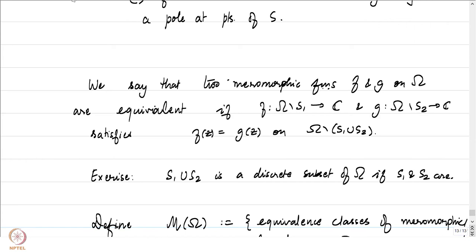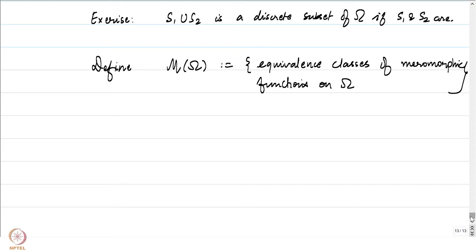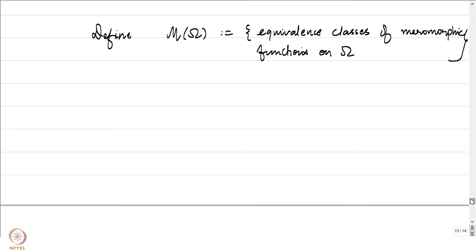Now, if you have two equivalence classes, let us now define how to add these equivalence classes. Even though they are being called equivalence classes, they are just meromorphic functions. They are just functions which are defined outside a singular set. Notice that S is being used because it is the set of singular points. So, if we take F, G in M of omega, their equivalence classes, define F plus G.